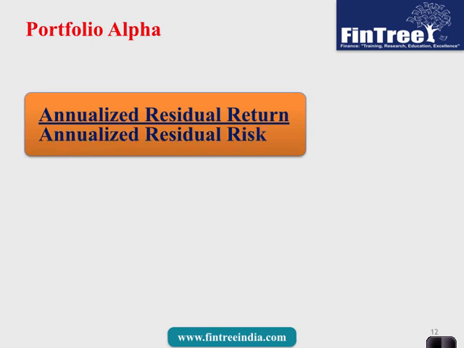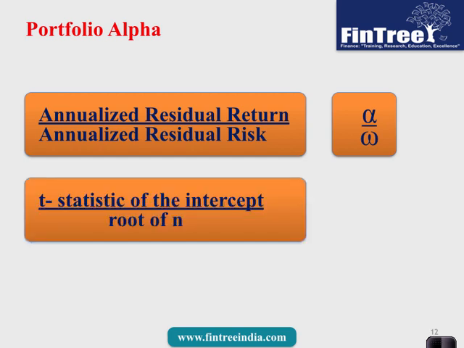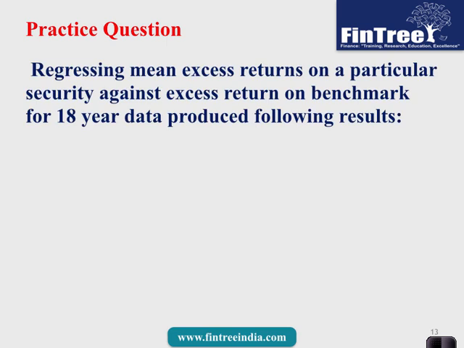So the first formula that we saw for alpha was annualized residual return divided by risk, which was simply alpha divided by omega, or t statistic of the intercept divided by root of n. Are we good to go ahead now? Let's do a practice question.